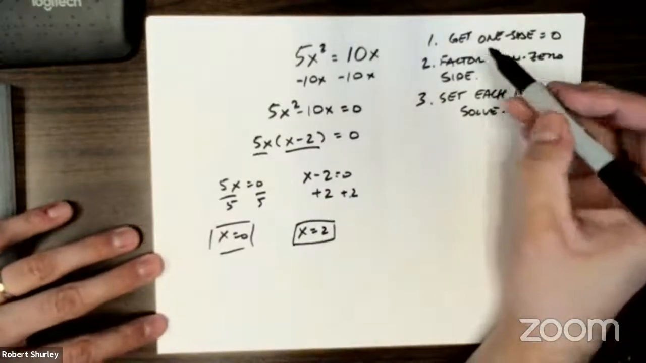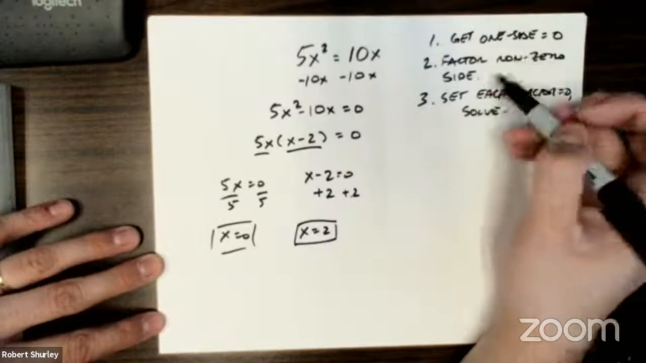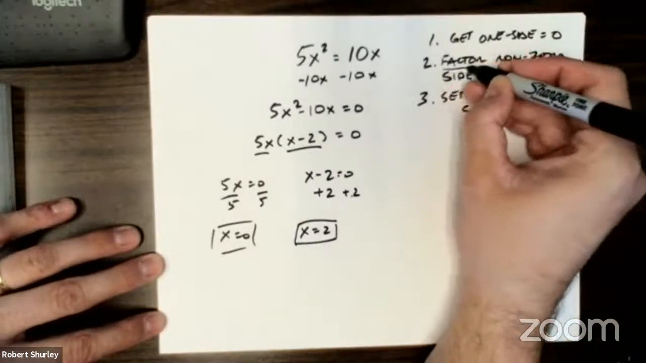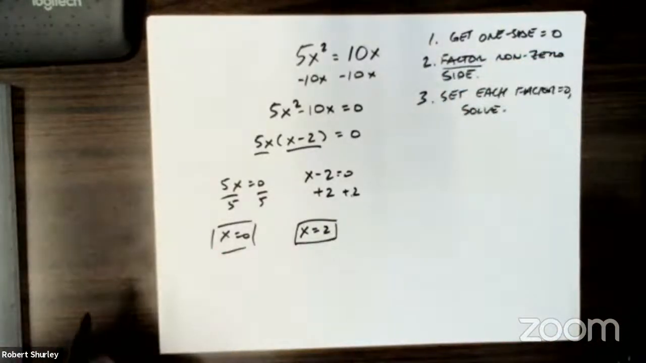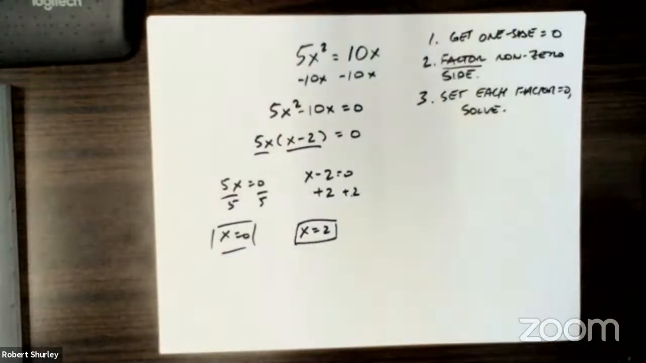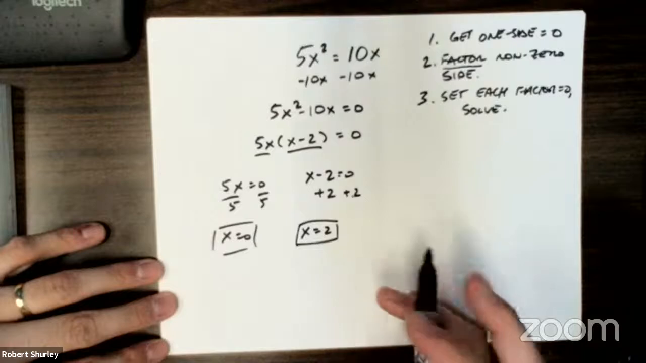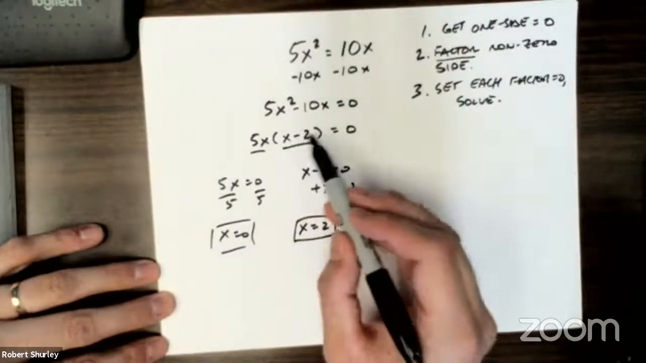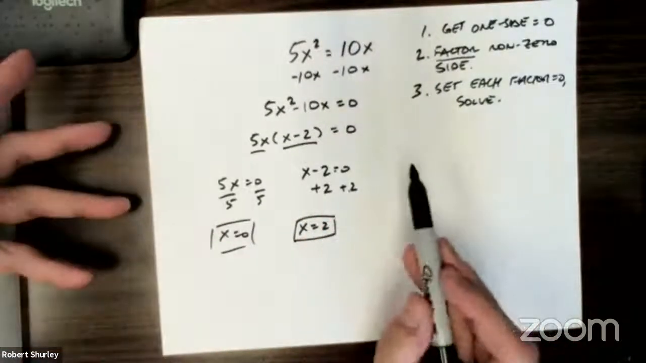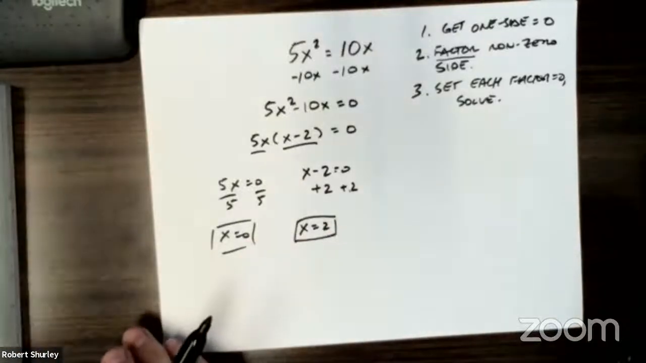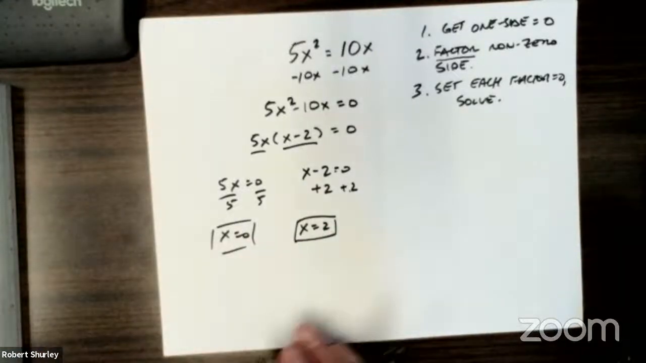3 easy steps. Get one side equal to 0, factor the non-zero side, and I'm going to tell you that's going to wind up being the hardest part of this whole solving equation aspect, and then set each factor equal to 0 and solve. Notice when x minus 2 is the factor, x equals 2 is the solution. Kind of neat. So you can jump to that conclusion there if you would like.